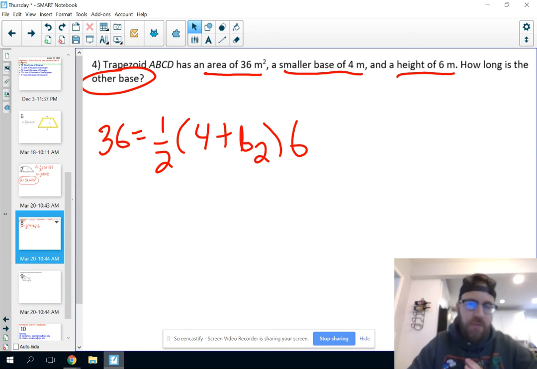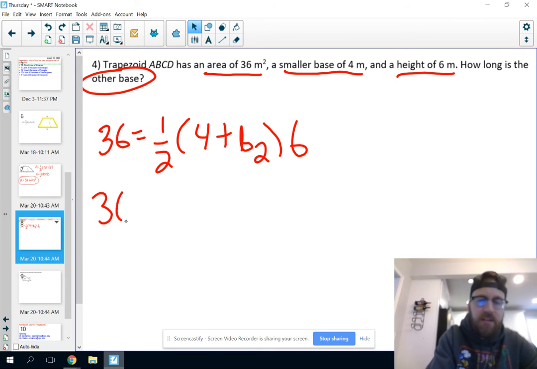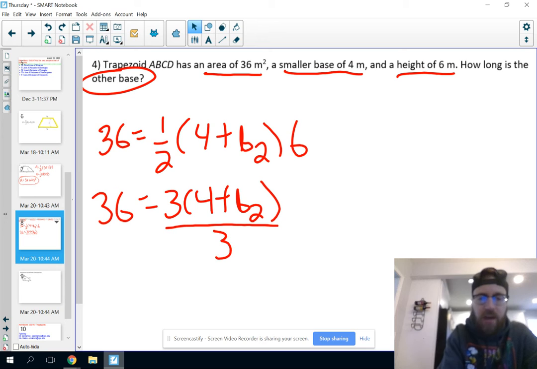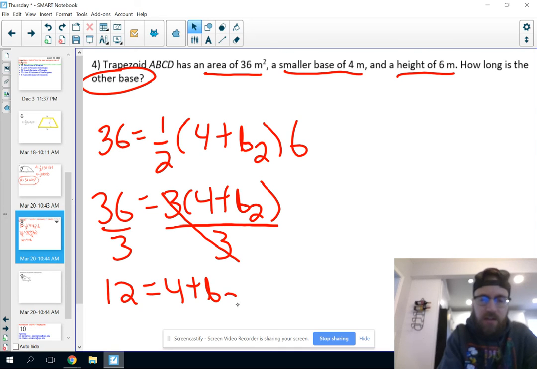So you can do a few things here if you'd like. I'm going to start by multiplying the 1/2 and the 6 together. So 36 equals 3 times 4 plus base 2. You could go distributing next, but we can skip over distributing if we just divide by the 3 from the very start. So now we have 12 equals, we don't need the parentheses because there's no more multiplication happening. 12 equals 4 plus B2.